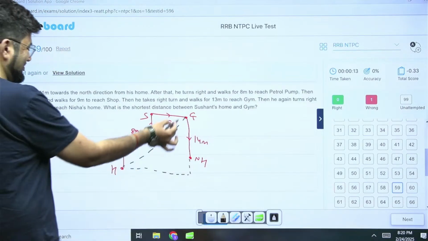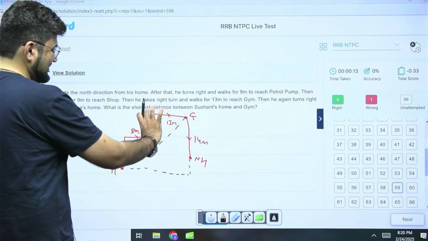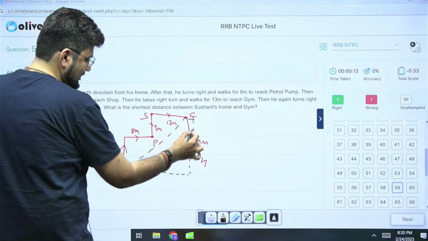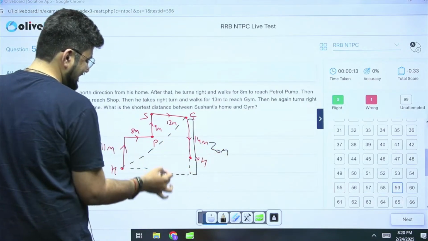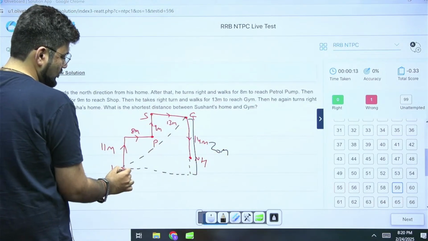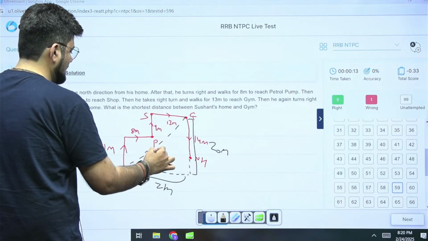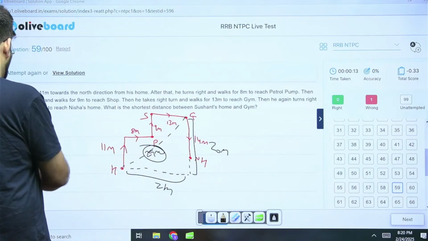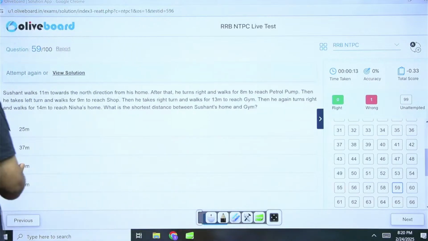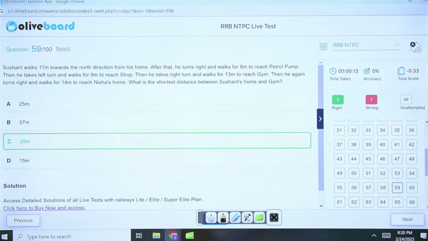Okay, so this is 14. Now this was 11 and this was 9. So this was 20 basically. This complete thing is going to be 20. And this 13 and 8 is going to be 21. So obviously by Pythagorean triplet, this is going to be 29 meters. Simple. Option C becomes my correct answer. Okay, next.